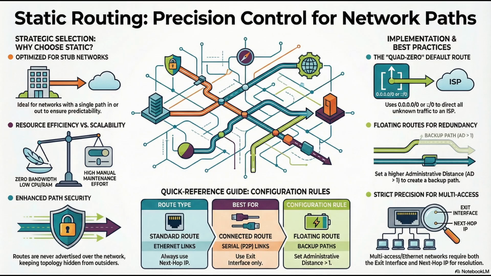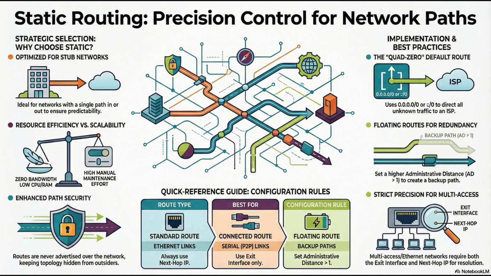If you live at the end of a cul-de-sac, you don't need a GPS to tell you how to leave your house. There's only one way to go. Right, you just drive to the main road. That's it. Exactly. So for a stub network, like a branch office connected to headquarters by a single fiber line, you don't need a complex dynamic protocol eating up CPU cycles just to figure out, go that way. You just tell it where to go. You just drop in a static route. It's the ideal use case.